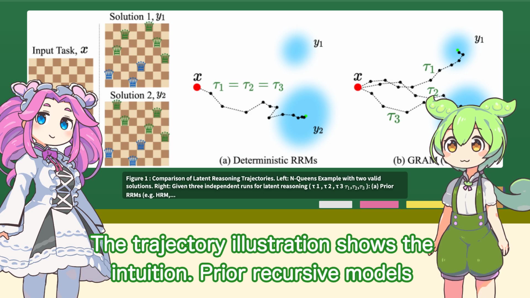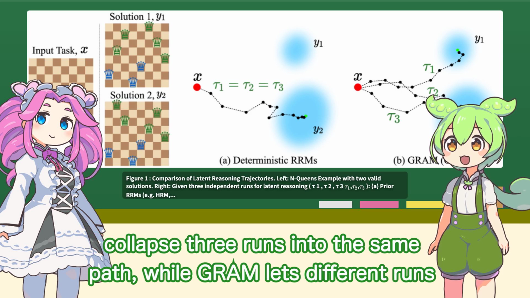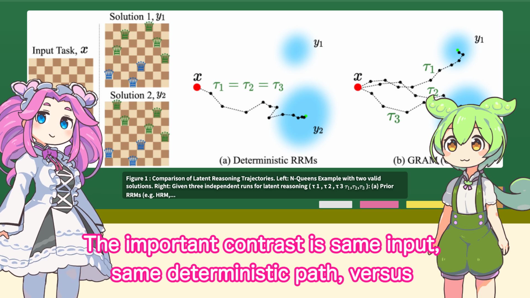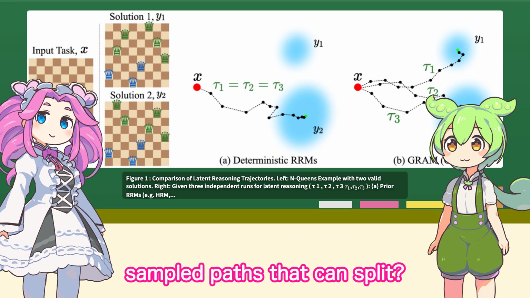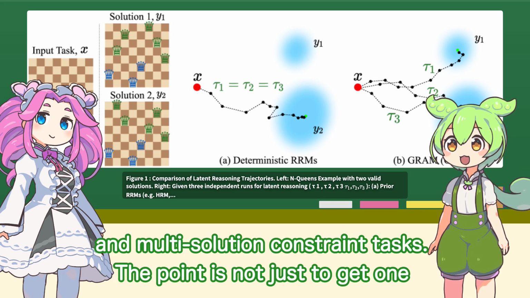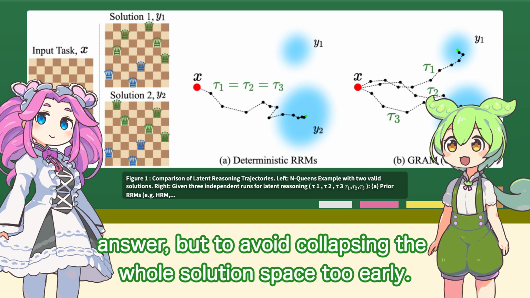The trajectory illustration shows the intuition. Prior recursive models collapse three runs into the same path, while GRAM lets different runs reach different valid solutions. The important contrast is same input, same deterministic path, versus sample paths that can split? Yes, that is why the paper evaluates both hard single-answer reasoning and multi-solution constraint tasks. The point is not just to get one answer, but to avoid collapsing the whole solution space too early.